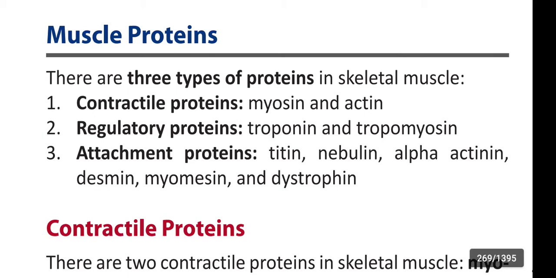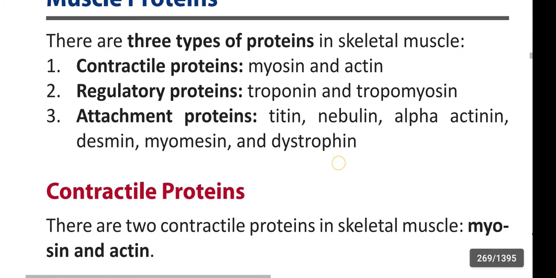In this video we are going to learn about the muscle proteins. There are three types of proteins in skeletal muscle: contractile proteins, regulatory proteins, attachment proteins. First, contractile proteins: myosin and actin. Regulatory proteins are troponin and tropomyosin. Attachment proteins are titin, nebulin, alpha actinin, desmin, myomesin and dystrophin.